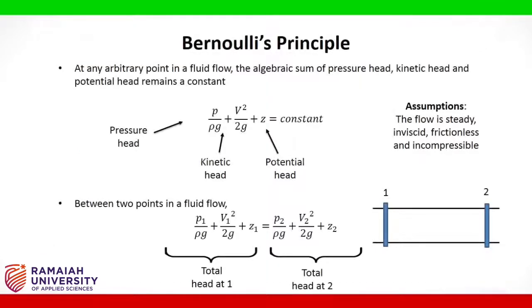We shall find the head loss due to friction using Bernoulli's principle. The principle states that for a steady, inviscid, frictionless and incompressible fluid, the algebraic sum of pressure head, kinetic head and potential head remains a constant between 2 points in a fluid flow. It can be stated that P1 by rho g plus V1 square by 2g plus Z1 equals P2 by rho g plus V2 square by 2g plus Z2.